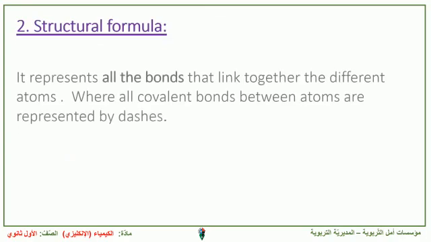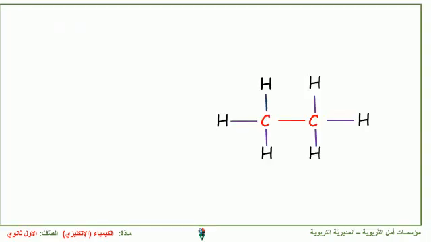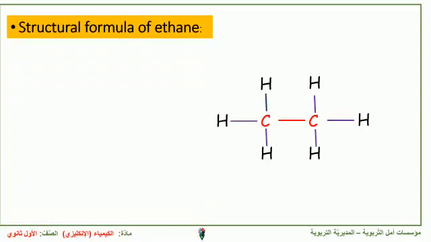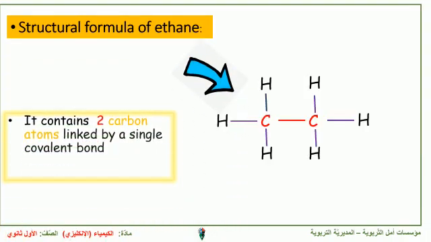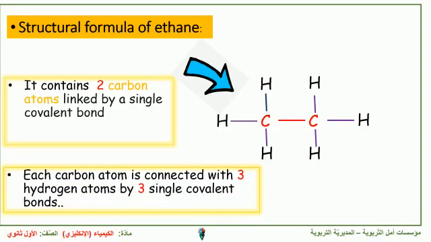Structural formula. It represents all the bonds that link together the different atoms, where all covalent bonds between atoms are represented by dashes. Structural formula of ethane. As we could observe here, it contains two carbon atoms linked by a single covalent bond. This is a single covalent bond between two carbon atoms. And each carbon atom is connected with three hydrogen atoms by three single covalent bonds.